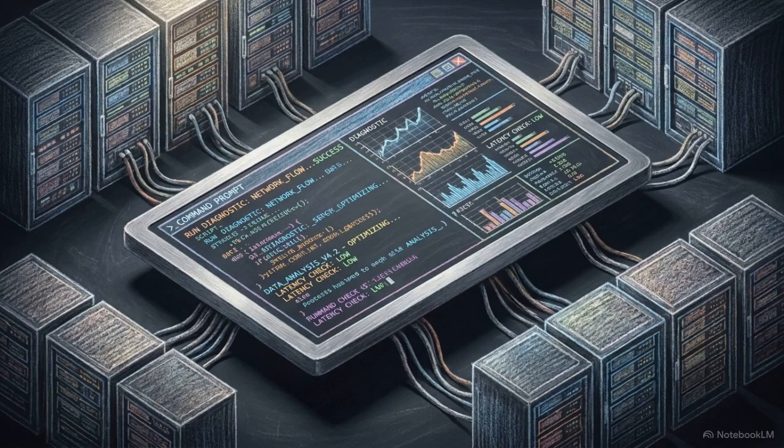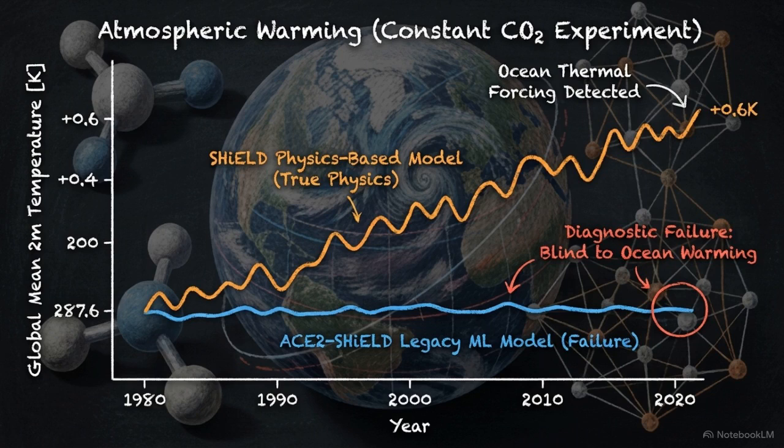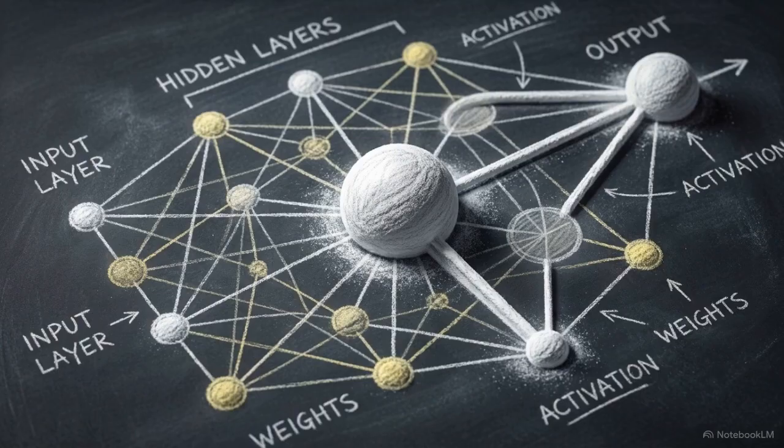To isolate the exact nature of this entanglement, the AI2 research team ran a specific diagnostic, the AMIP constant CO2 experiment. The parameters of the test are straightforward. Historical sea surface temperatures are allowed to rise normally from 1979 onward, but CO2 is artificially frozen at 1979 levels. This chart shows the failure of the legacy model in this scenario. While the true physics model warms, the ML model predicts a flat trend line, showing almost no atmospheric warming over the 40-year period.